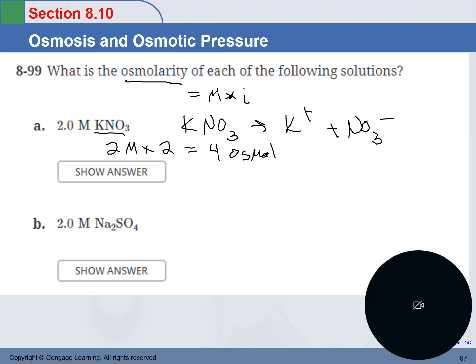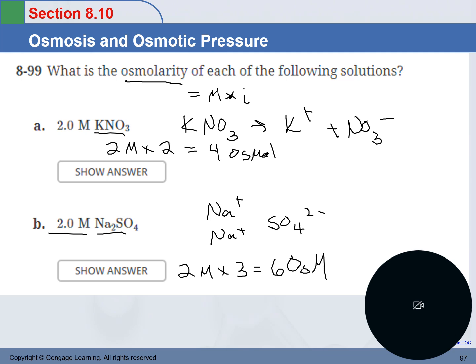And if we do this one, doing the same thing, we have our concentration. That's not a problem, but Na+, and the SO4 is a 2-. There are actually 3 pieces. So you would have 2 moles times 3 pieces, and you end up with 6. And our shorthand for our units is known as this right here.